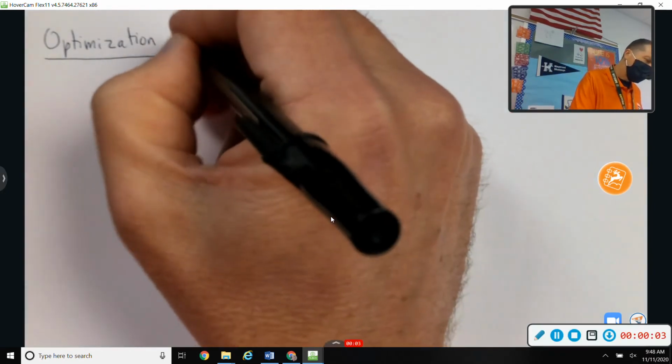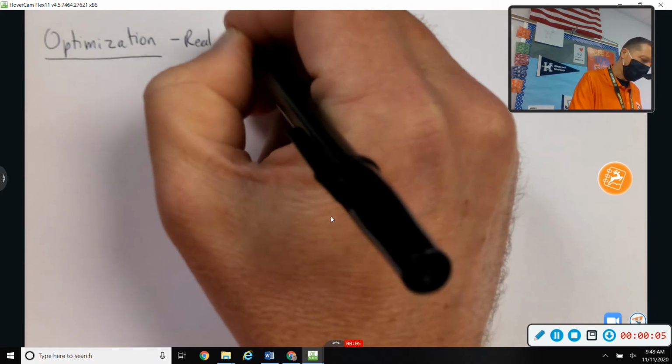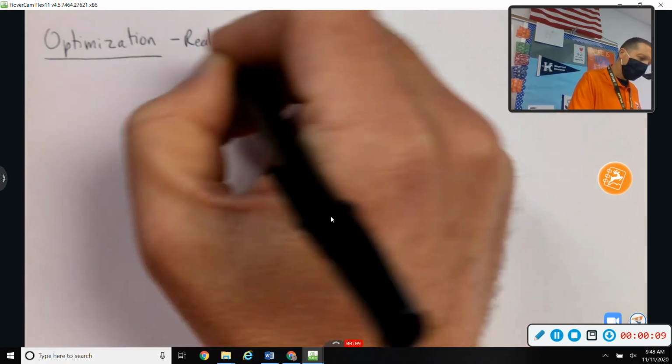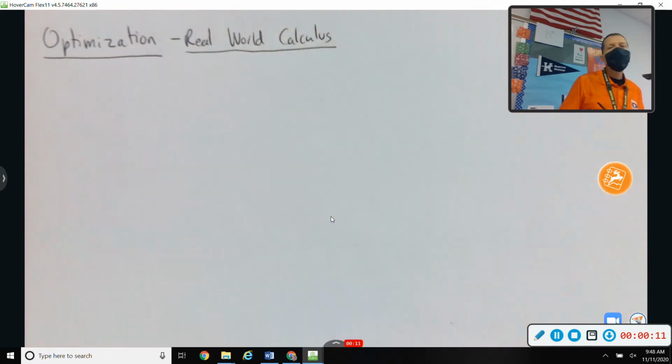Optimization. This, we get into real-world calculus here. Like, most of the time when students ask, when are we going to use this in the real world? The answer is usually, well, either we have to make something up, or you have to be an engineer, or it's just, you're not really going to.